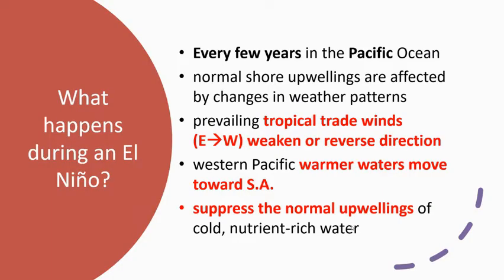So, what is this El Nino that everybody keeps talking about? Well, periodically in the Pacific Ocean, the upwellings are changed by weather patterns, where the tropical trade winds that are moving from east to west weaken, or even reverse direction. And then the Western Pacific warmer waters actually move towards South America. So, previously in all these diagrams, we were talking about water moving from the continents toward the ocean. In this case, the warmer waters move from the ocean towards the continents. And what happens is the normal upwellings of the cold, nutrient rich water do not happen, or they happen to a lesser degree.